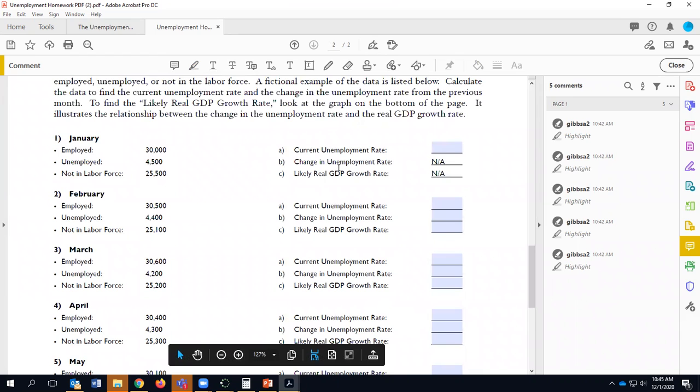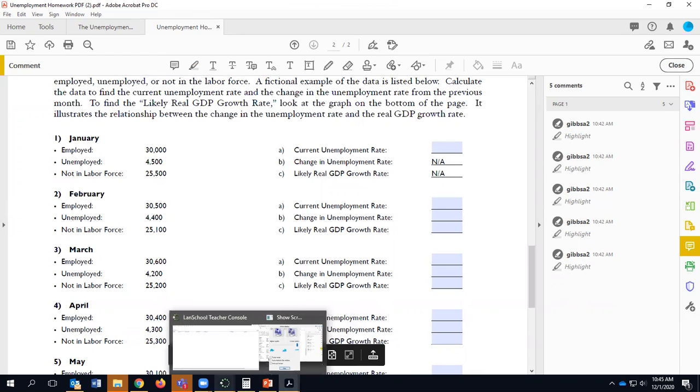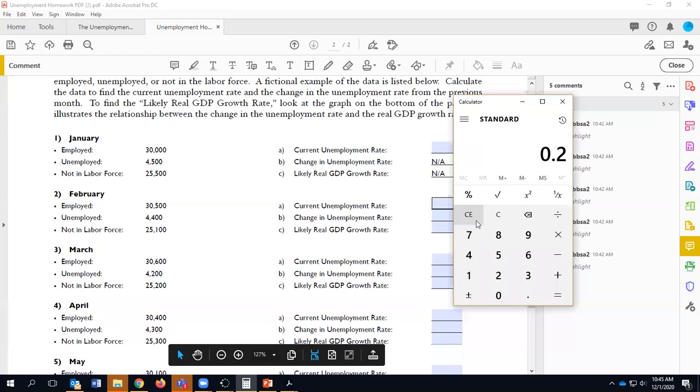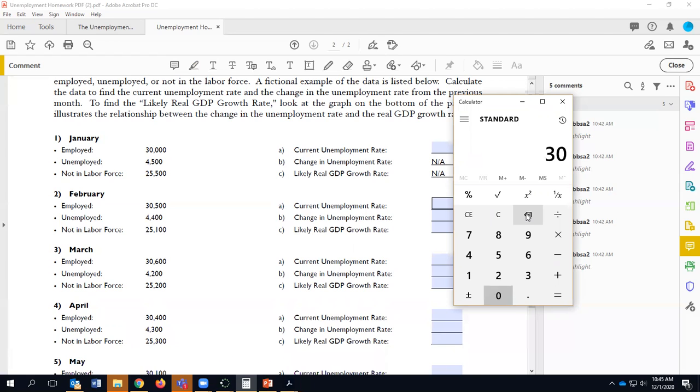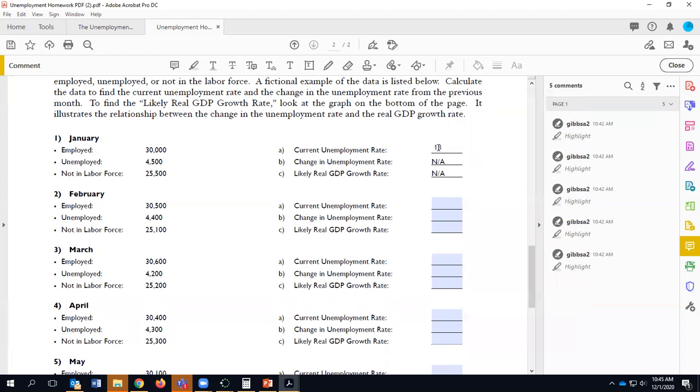All right, so current unemployment rate. So remember our formula. So we have our unemployed divided by our employed plus unemployed. So 30,000 plus 4,500 is 34,500. So we're going to do our unemployed divided by 34,500. So unemployment rate is 13%.